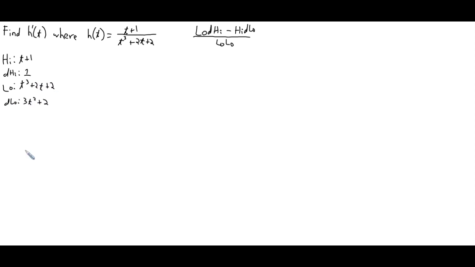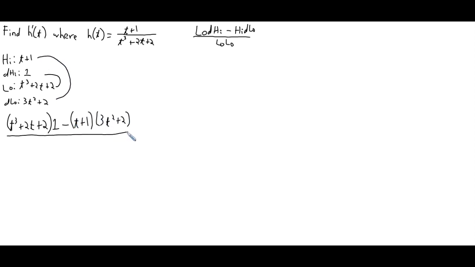Now, all we have is algebra. So let's just plug this stuff in and simplify, and then we'll be done. We start with low d high, which is t cubed plus 2t plus 2 times 1, minus high, which is t plus 1, d low, which is 3t squared plus 2, all divided by low, which is t cubed plus 2t plus 2, in parentheses, squared. And now we just simplify.